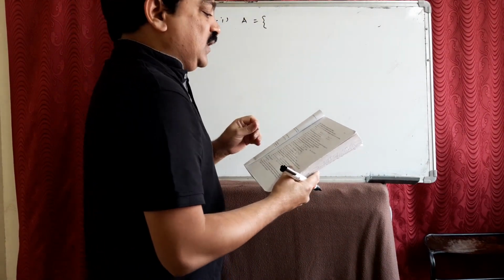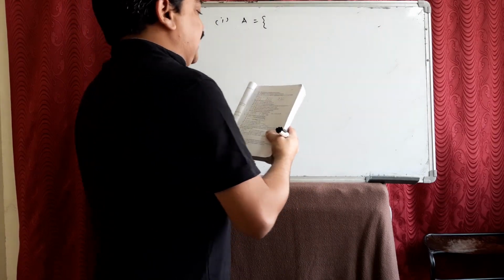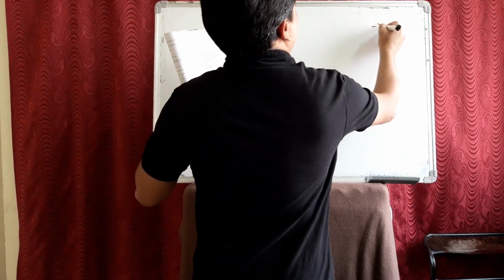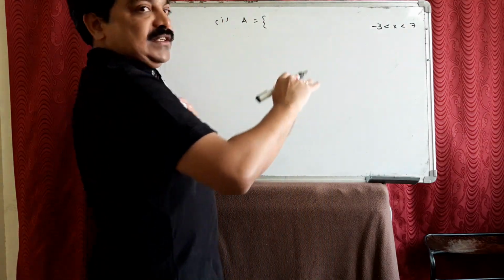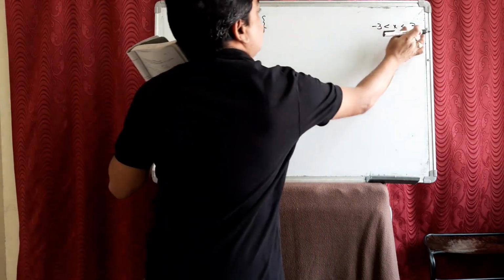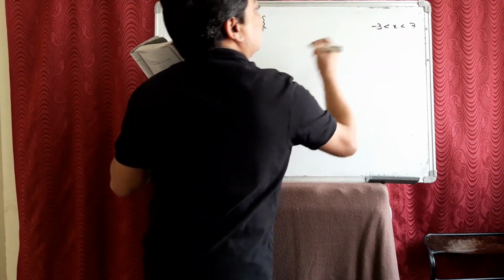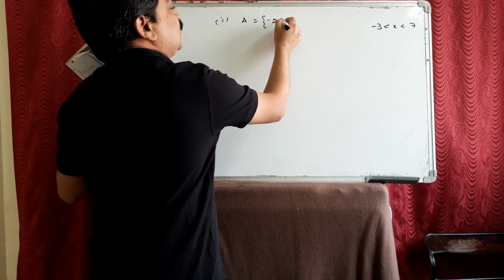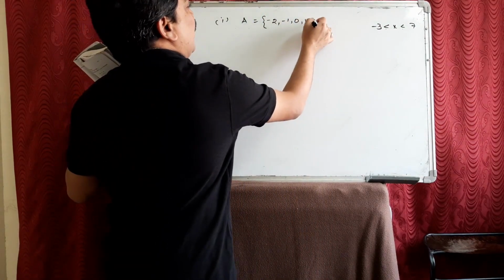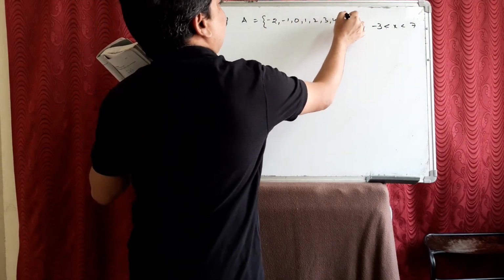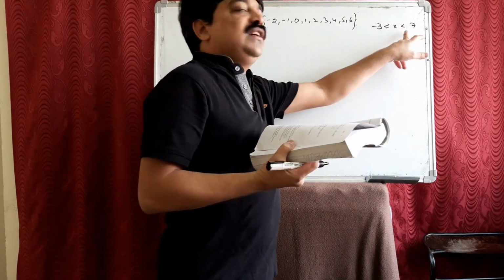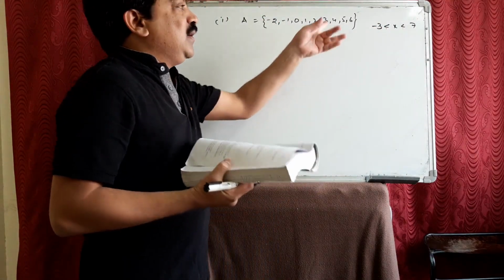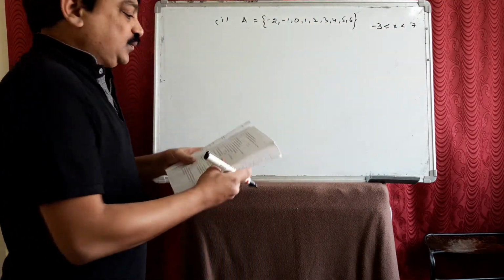X is an integer that lies between -3 and 7. Between -3 and 7, that means -3 and 7 should not be included because the equal to symbol is not there. So you have to write -2, -1, 0, 1, 2, 3, 4, 5, 6. That's it. Because if equal to was written here, then we might have taken -3 and 7 also.